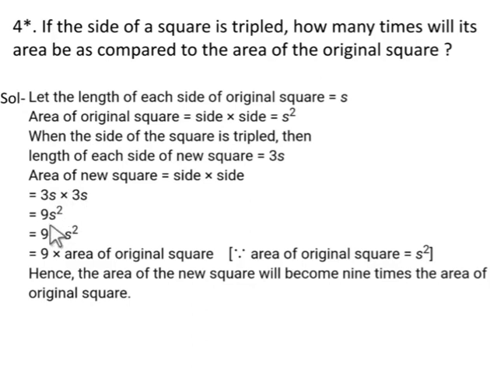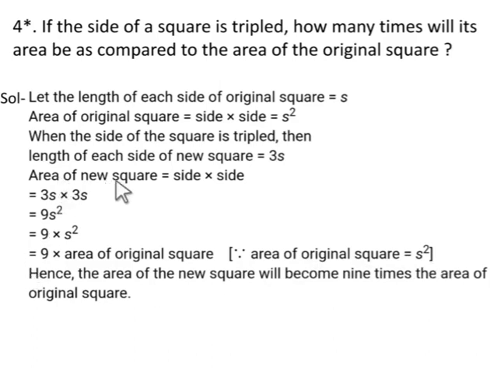Now, from here, we can write it as 9 into S square. Why we are writing it like this? Because we know that this S square is the area of original square. Therefore, we can write area of original square in place of S square, that is 9 multiplied by area of original square, because area of original square is S square.